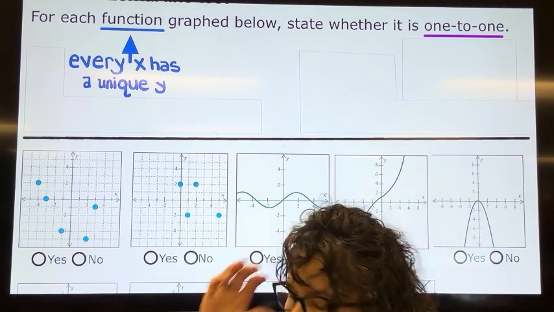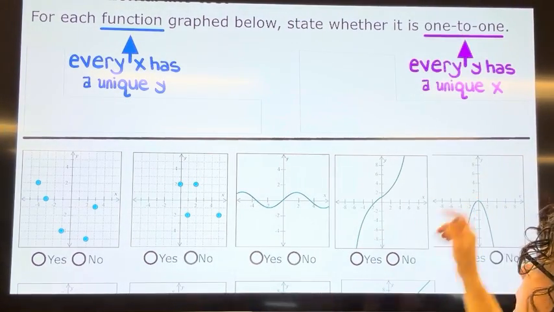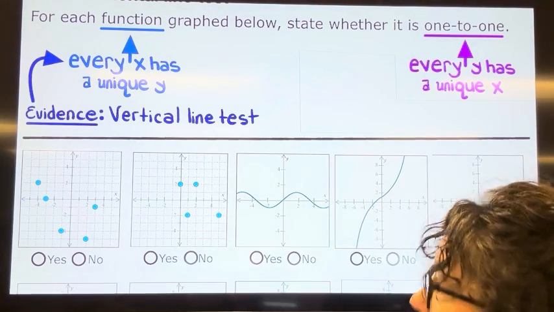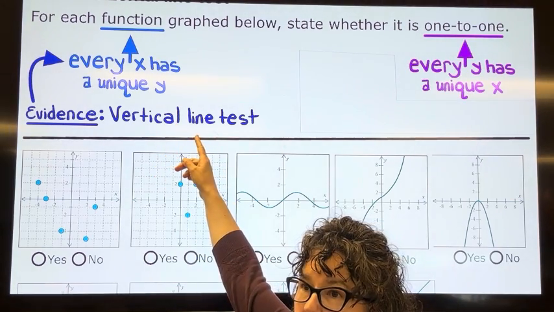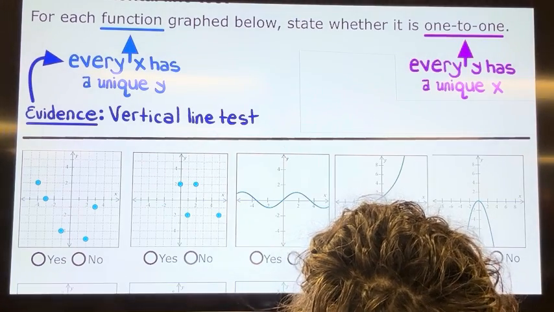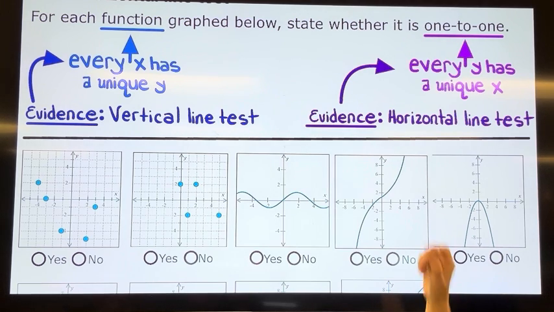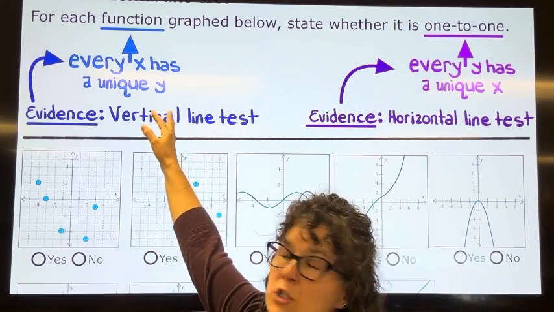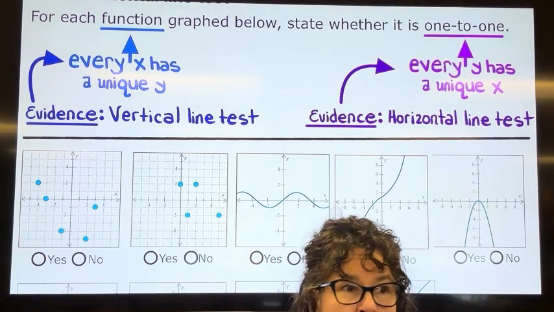But for something to be one-to-one, every y has to have a unique x, so it's the reverse. The evidence of something being a function is a vertical line test. And then for that function, evidence that a function is one-to-one is the horizontal line test. So we're performing the horizontal line test on functions. We're not going to have to do the vertical line test because the directions say these are functions.